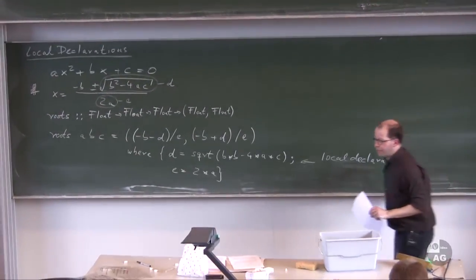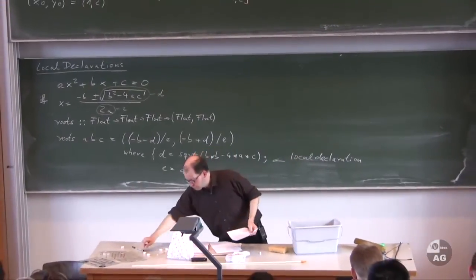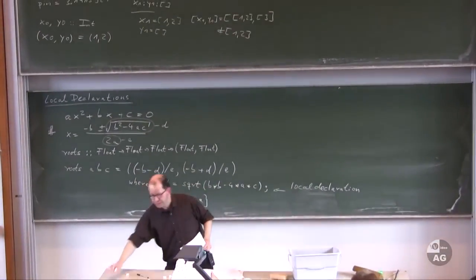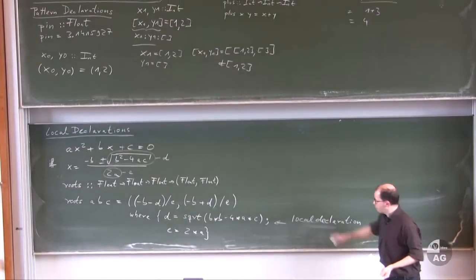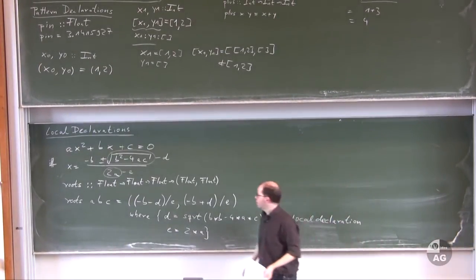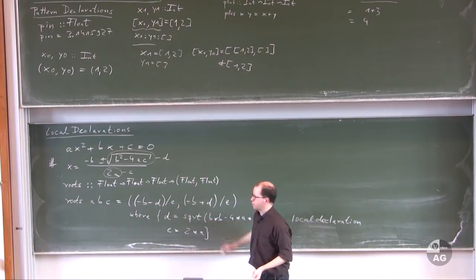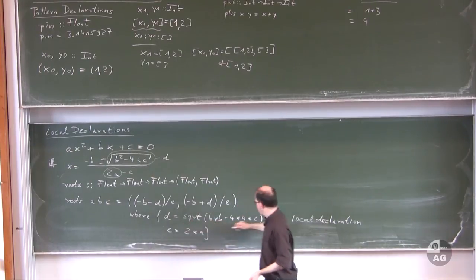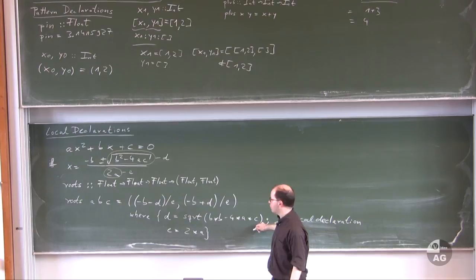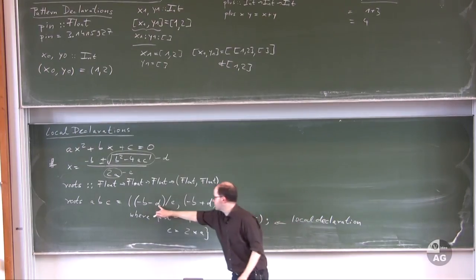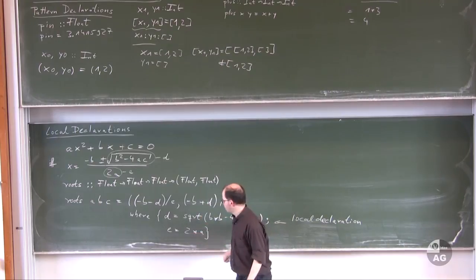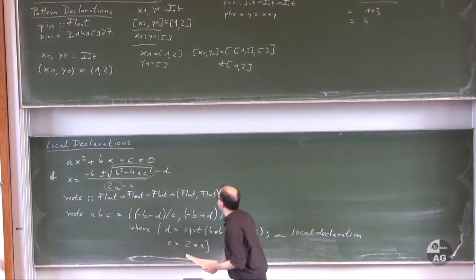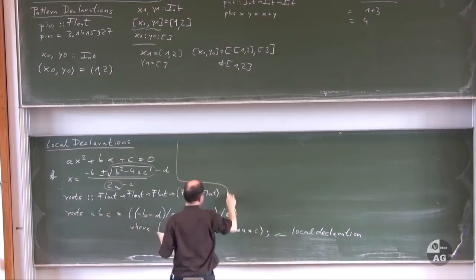And the advantage of these local declarations is, in particular, that if we do it like this, it is more efficient than computing this expression twice. Because now this square root thing is computed once, and then it is used here and here. So we don't have to compute it twice, but only once. And similarly for this 2 times a thing.